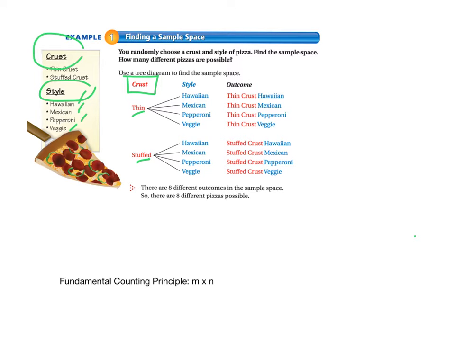I've never had Mexican style pizza. What is that? That sounds delicious. Hawaiian, of course, I know. Pepperoni is amazing. Veggie I love, but Mexican? Okay, I need to find out more about that.